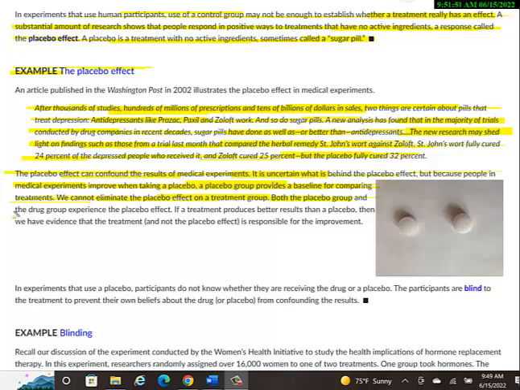But the placebo group and the drug group both experience the placebo effect. If a treatment produces better results than a placebo, then we have evidence that the treatment and not the placebo is responsible for the improvement.